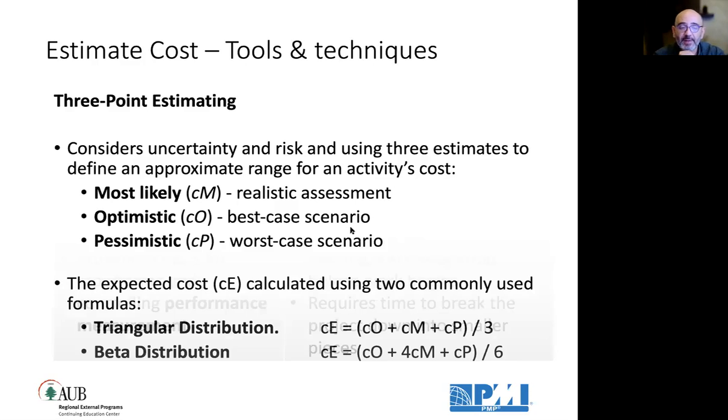Three-point estimating is the same as for time, but instead of T we're adding the cost element. So it's the most likely cost plus the optimistic cost plus the pessimistic cost divided by 3 if you are using a straight average or triangular distribution. If you are using the PERT technique with beta distribution, you multiply the most likely cost estimate by 4 and you divide by 6.